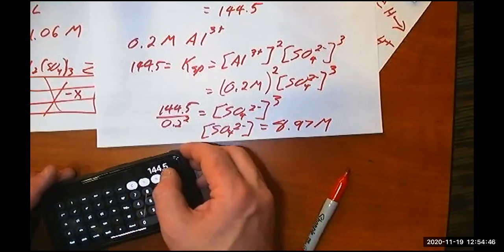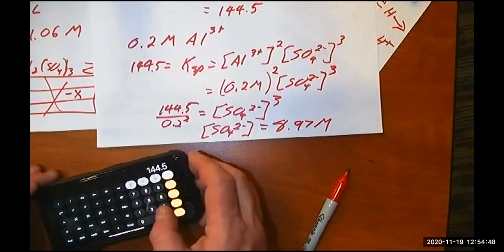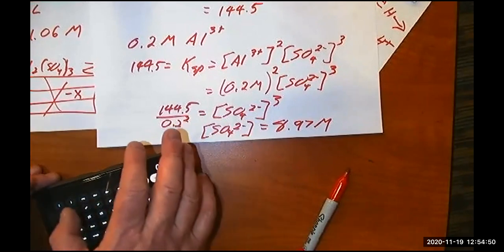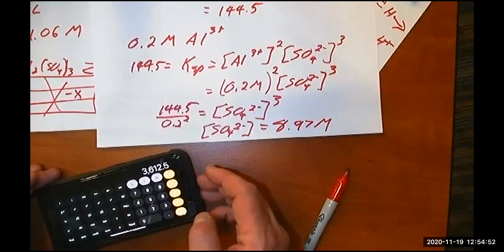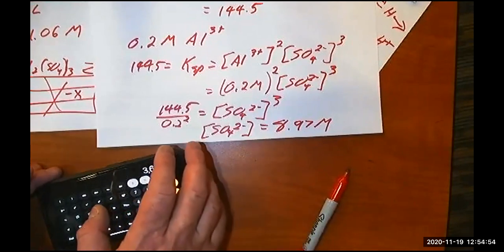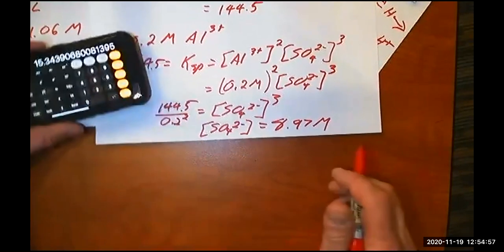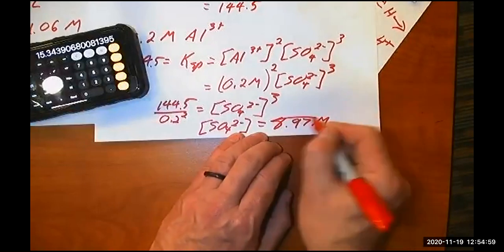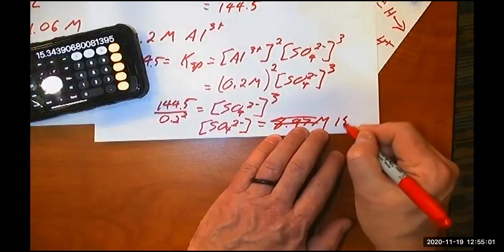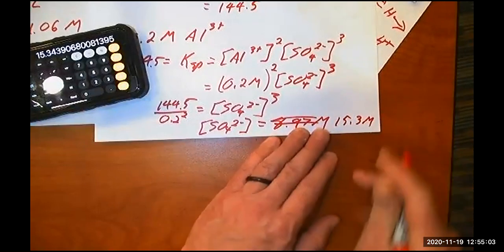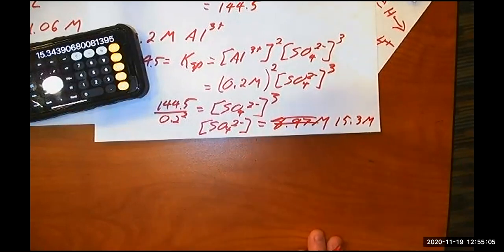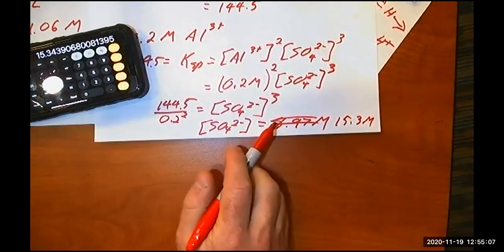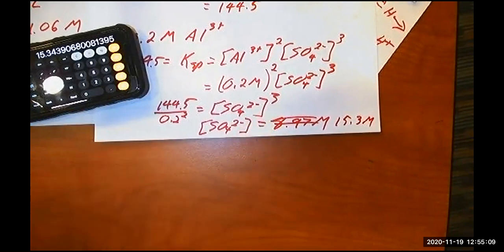144.5 divided by (0.2 squared) equals that. And now take the cube root of that. That's even worse. We would need 15.3 molar. So unlikely to be able to precipitate that out of this particular solution.